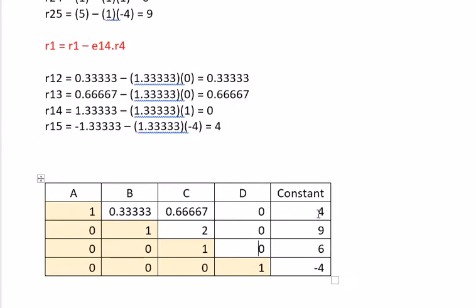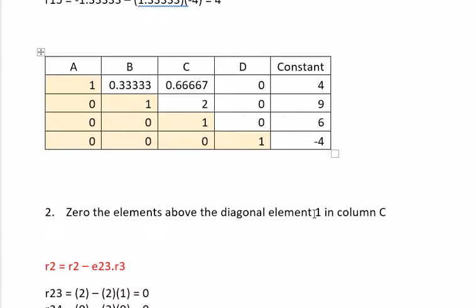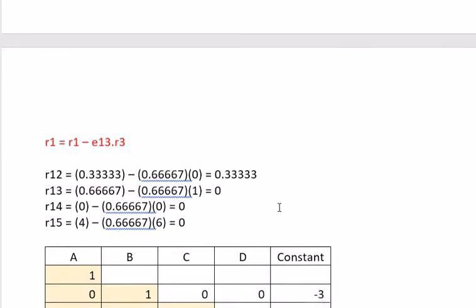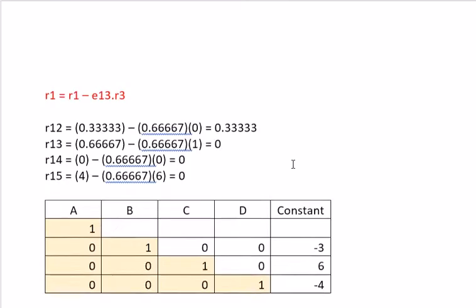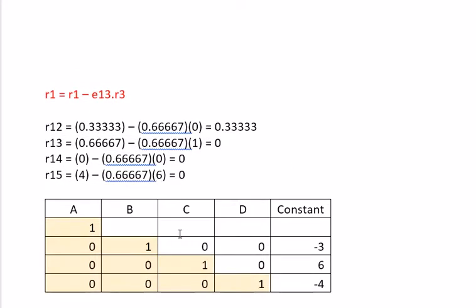And for the last row, that is equal to row 4 minus 0.6667 times 6. So 4 minus 0.6667 times 6, that is also equal to 4, so that will give you 0. So here we can apply the values that we have derived to the table. This is 0, this is 0, and this is 0.